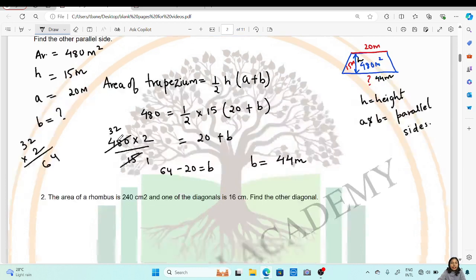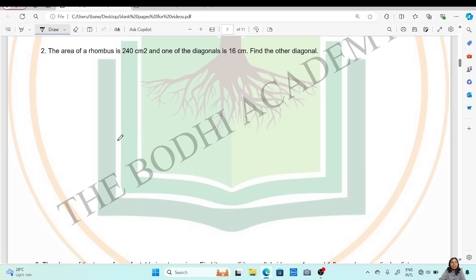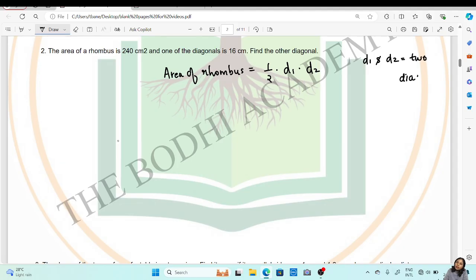Okay, then next. Now let's talk about this one. Area of a rhombus is 240 centimeter square. One of the diagonals is 16 centimeter. Find the other diagonal. So now area of a rhombus, that is also given by half into D1 into D2. So here D1 and D2 are the two diagonals.